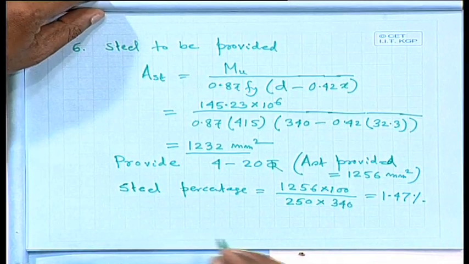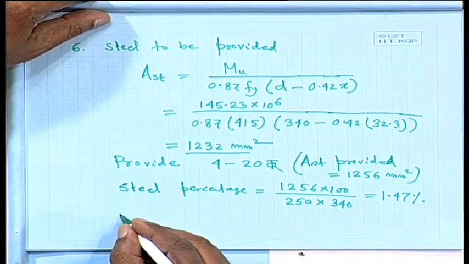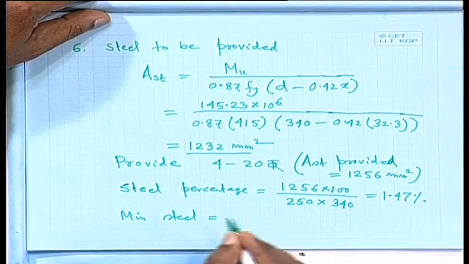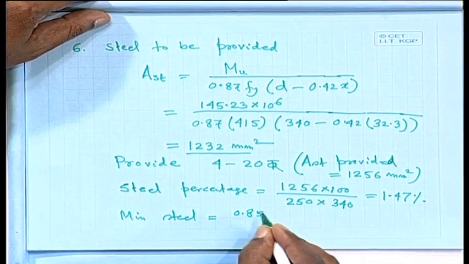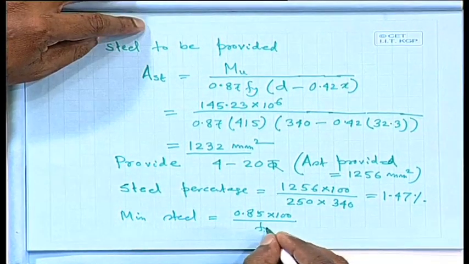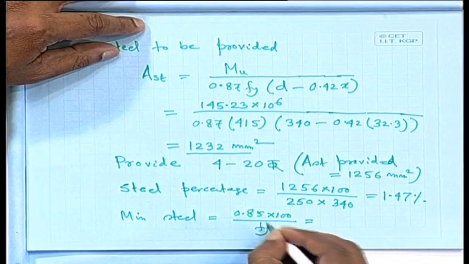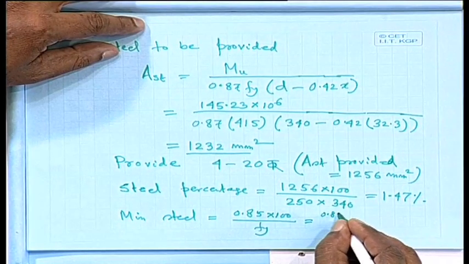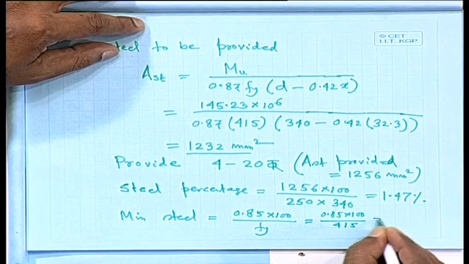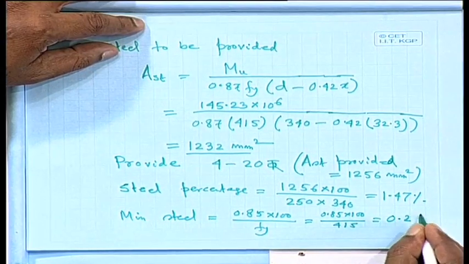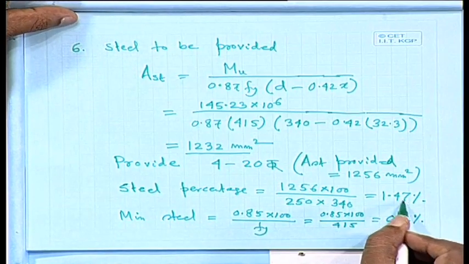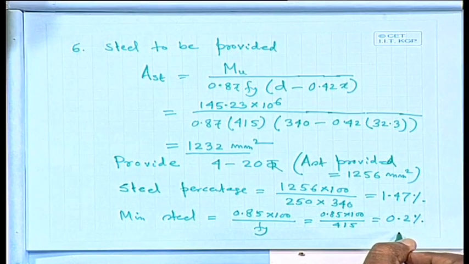Our code says that minimum steel should be 0.85 into 100 divided by fy. So, this is what our code says. So, 0.85 times 100 divided by 415, which comes as 0.2%. So, our steel provided, that is 1.47%, is greater than the minimum steel required.